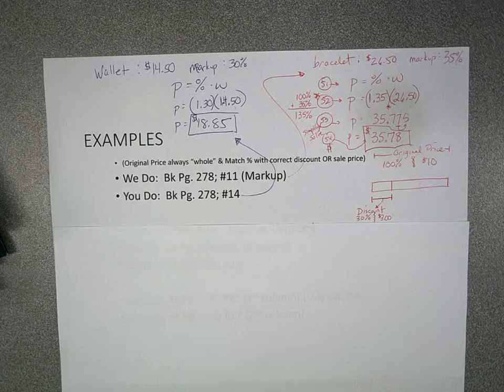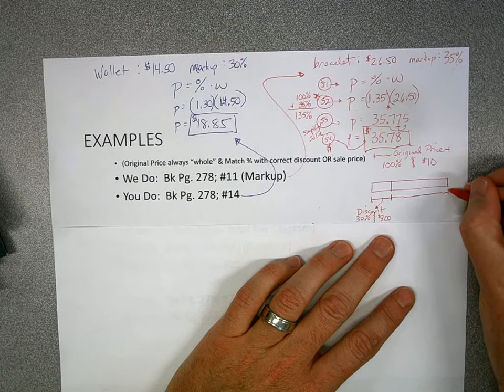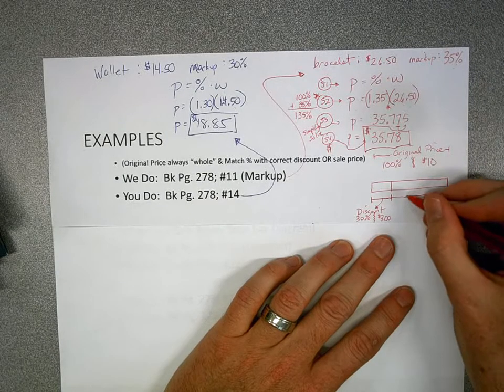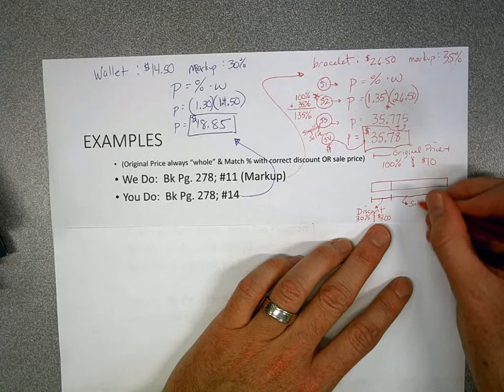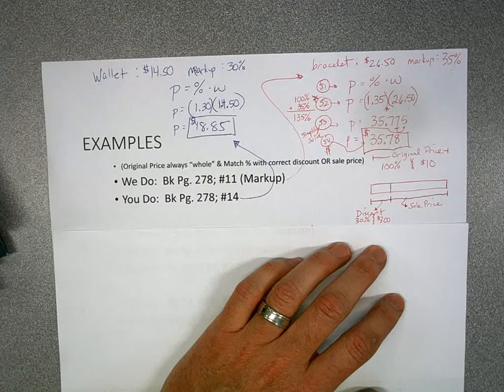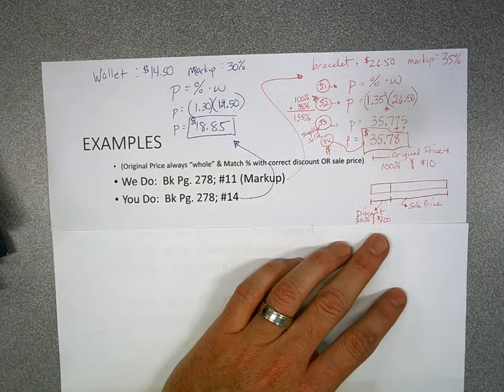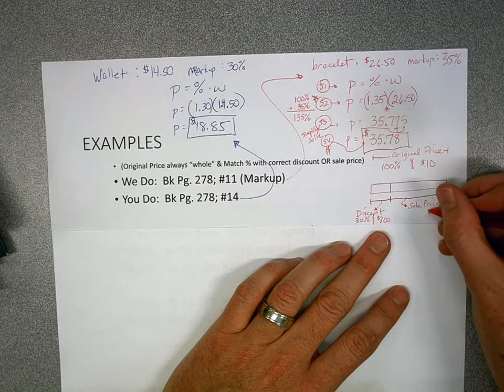Okay? Now, the other side of this bar. This, ladies and gentlemen, is the sale price. So let's think in terms of just using common sense. If the sweater was $10 and the discount was $3 off, how much is the sale price? $7.